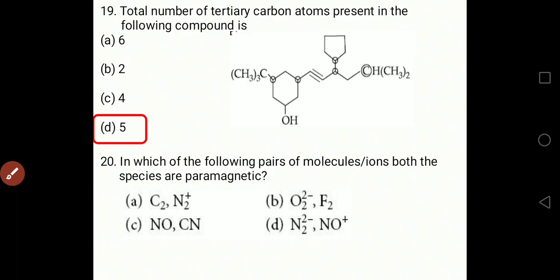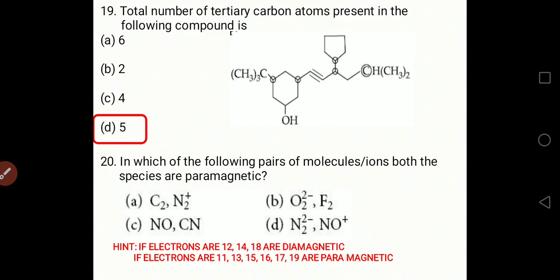20. In which of the following pairs of molecules are both species paramagnetic? Paramagnetic and diamagnetic, to calculate, I will tell you one hint in case of these molecules, remember. If the electrons are 12 and more than 12, if it is 12, 14, 18, even number except 16, those are diamagnetic. Remaining 11, 13, 15, 16, 17, 19 are paramagnetic.